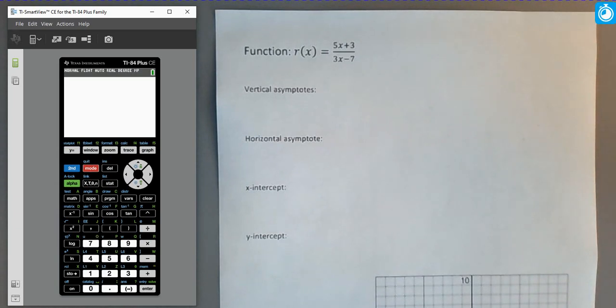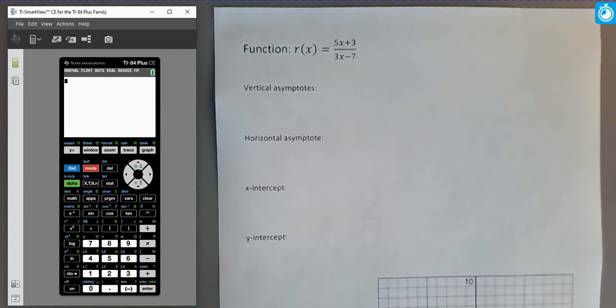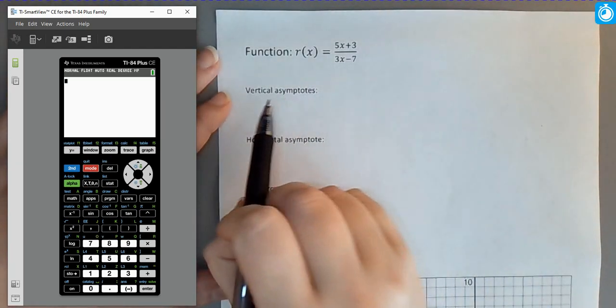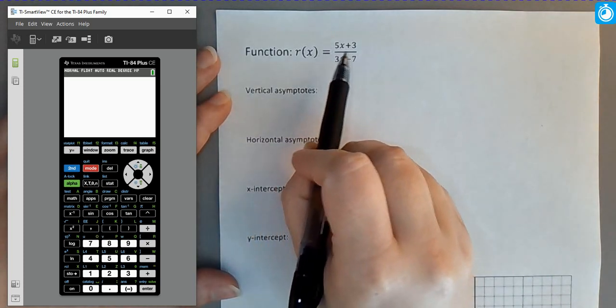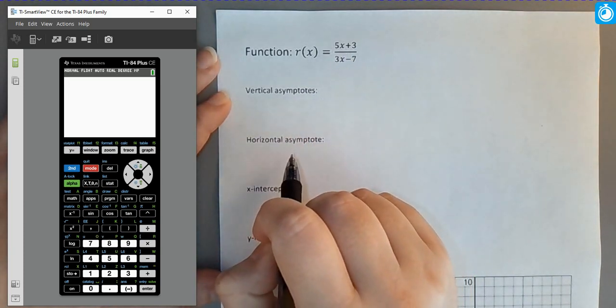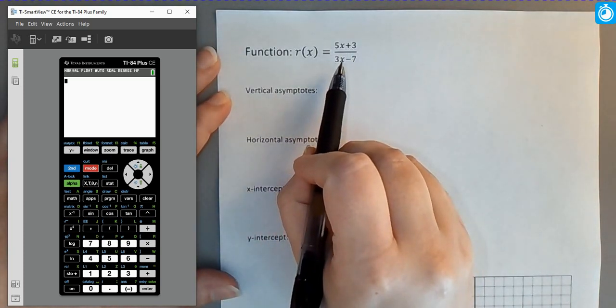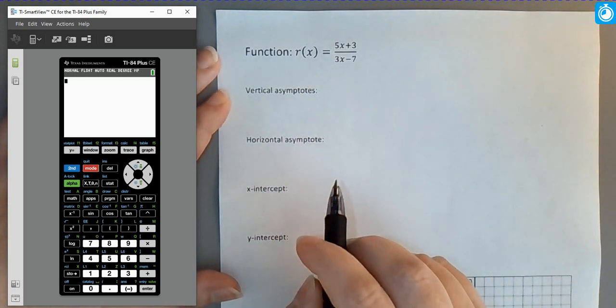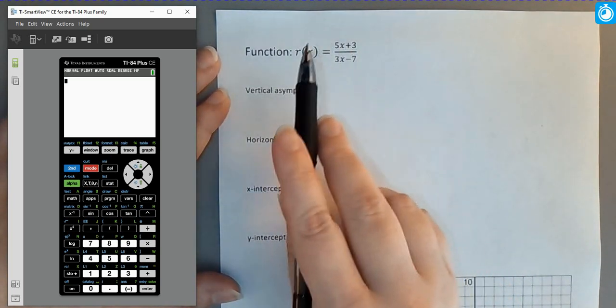I've written down the function. We want to find all the asymptotes for this function, and then also it's ideal to find your x and y intercepts if the function has any, and then we'll see if we need any additional points beyond that. So let me start with my vertical asymptotes. Now, as we know with a rational function, the vertical asymptotes are going to come from the denominator. So any value of x that makes the denominator 0 corresponds to a vertical asymptote on the rational function's graph.